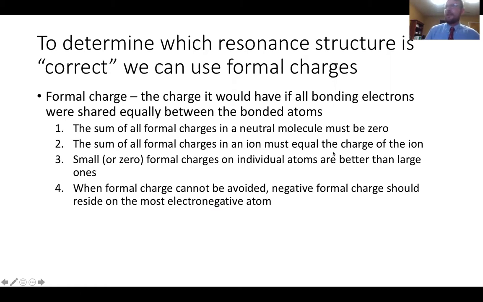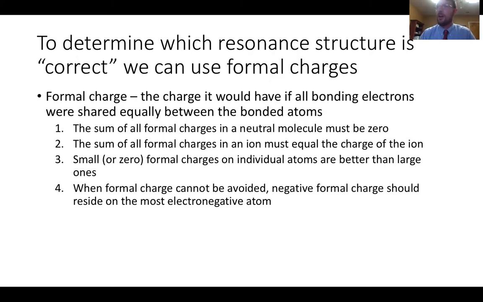Formal charge is the charge an atom would have if all of the bonding electrons were shared equally between bonded atoms. What I mean by this is, you're going to count how many electrons are around each individual atom of a molecule as you construct it with the Lewis model, and then compare it to its valence electrons. If there is a difference, whether it causes something to be positive or negative, that is that atom's formal charge.